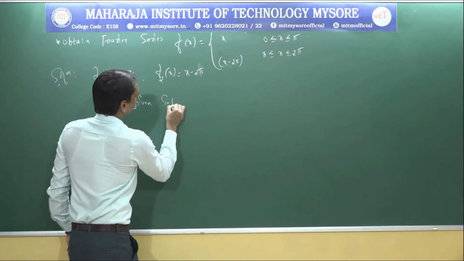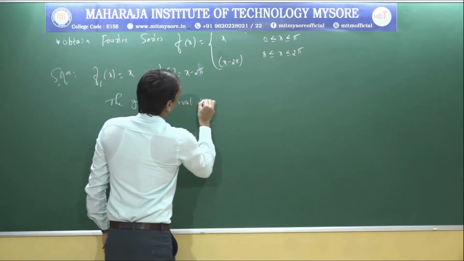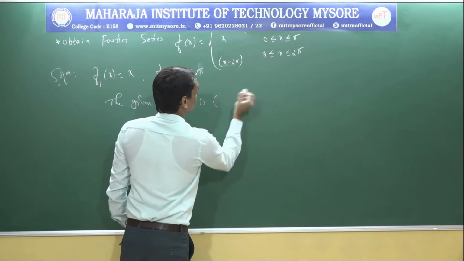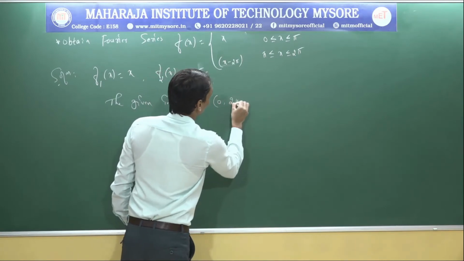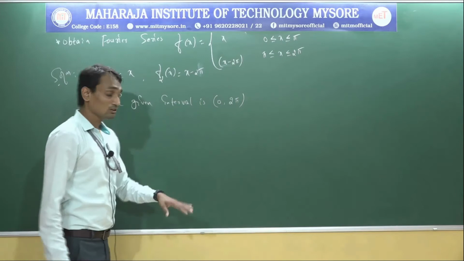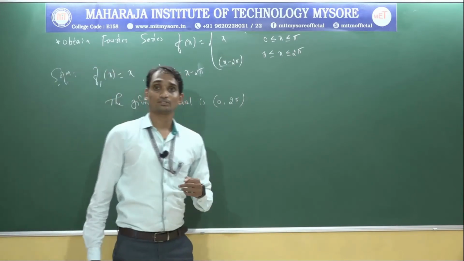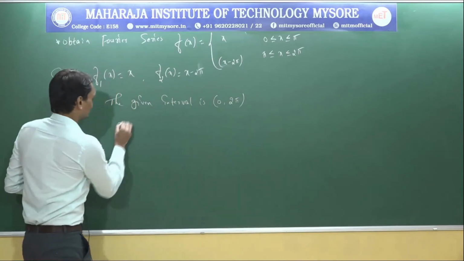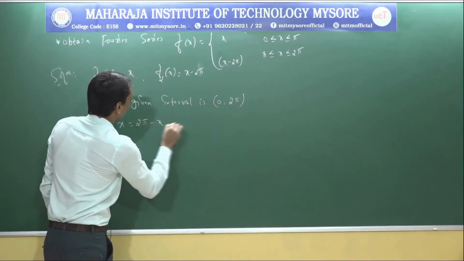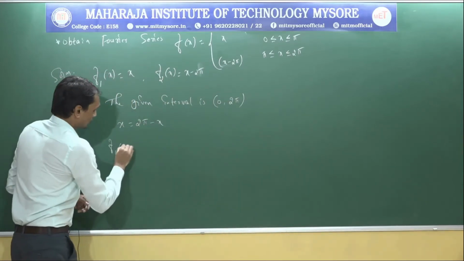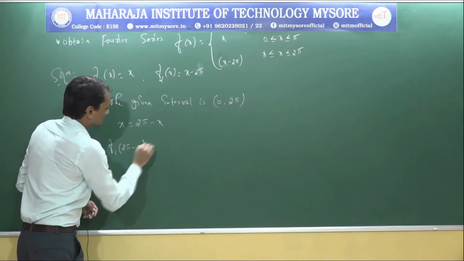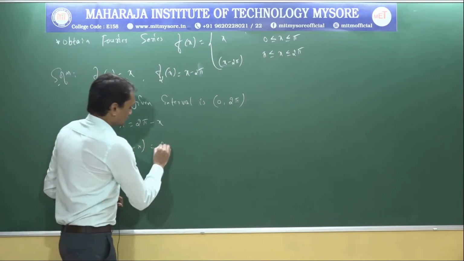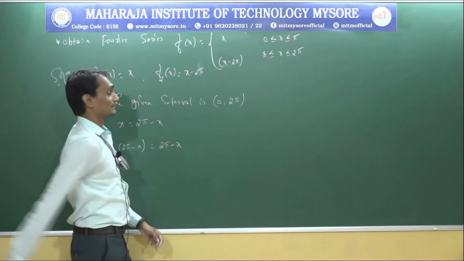The given interval is 0 to 2 pi. So while verifying the even and odd function method, we need to substitute x equal to 2 pi minus x. So we will get f1 of 2 pi minus x, which is equal to 2 pi minus x.